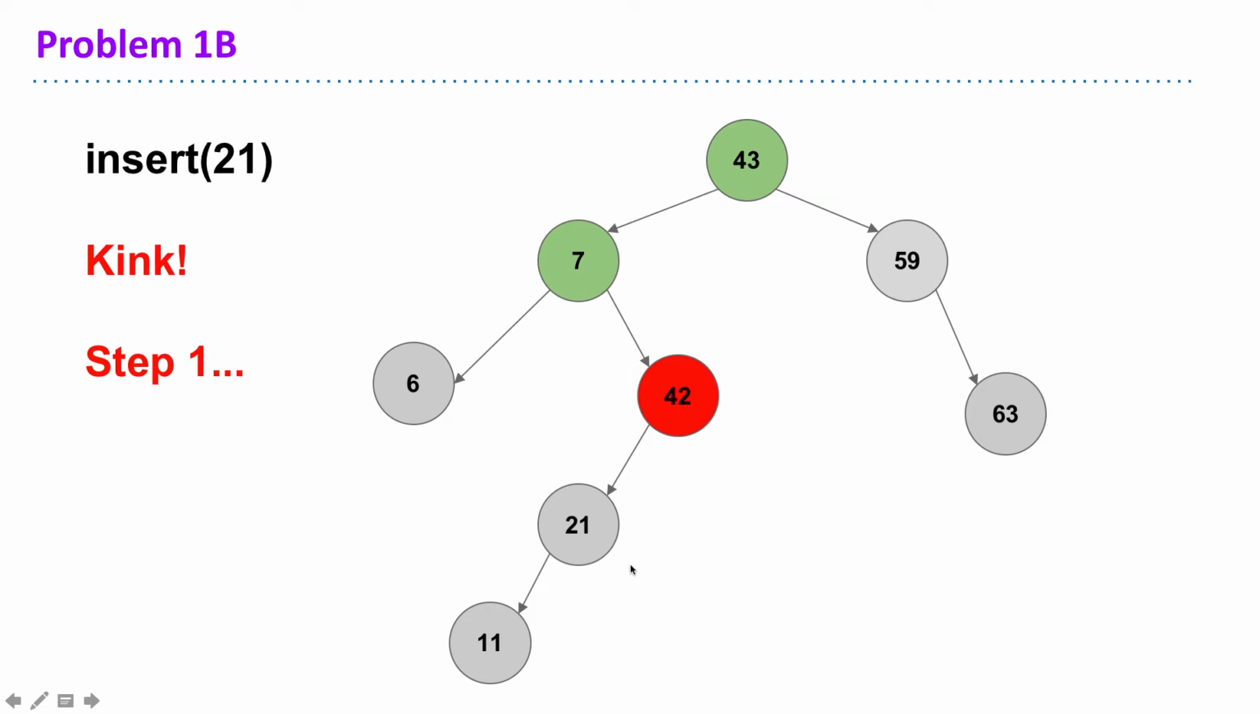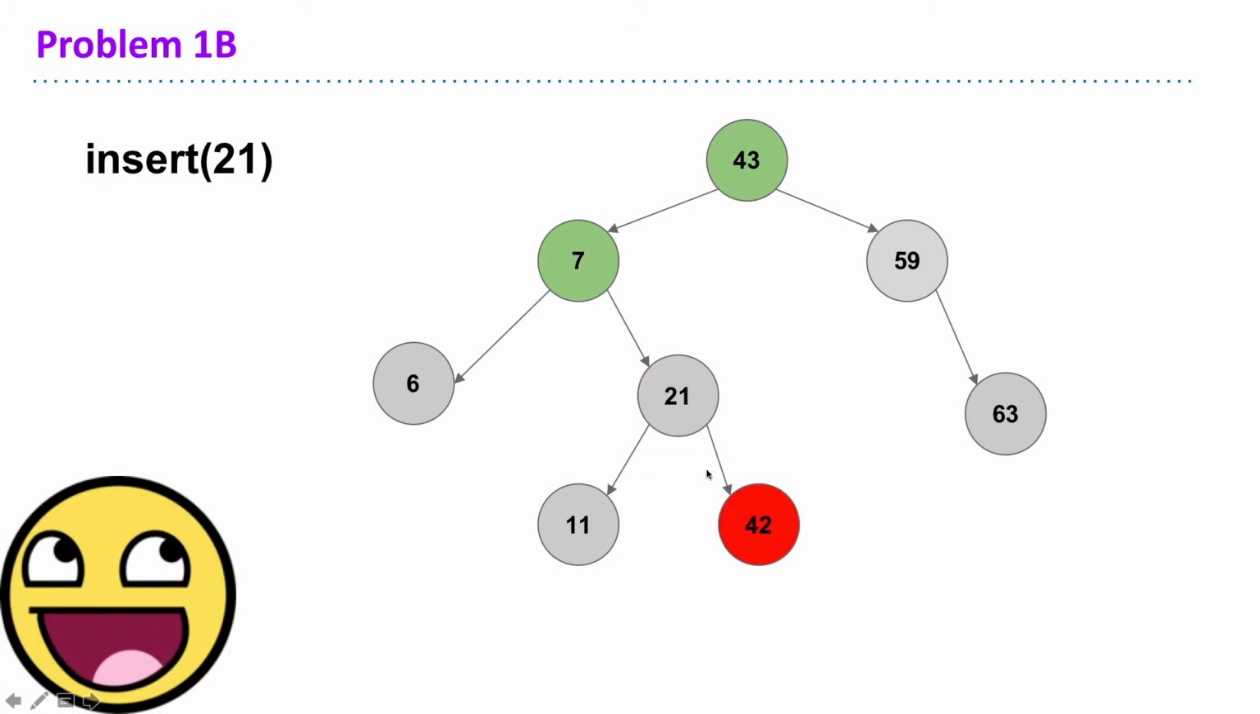So this is what happened. So this is like the result from doing the left rotation. So now we'll do our right rotation to finish doing our kink resolution. So for right rotation, we'll bring 21 up to where 42 is and make 42 the right child of 21. So this will be our finished tree.